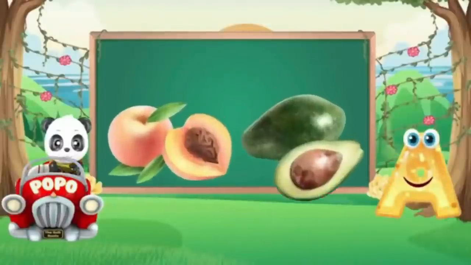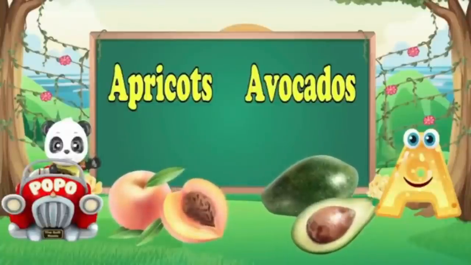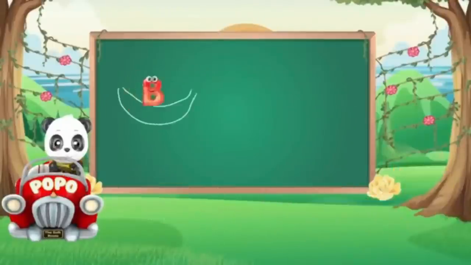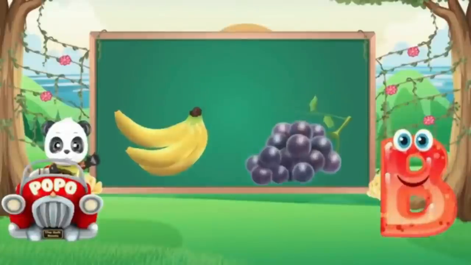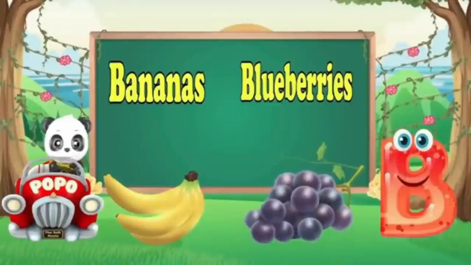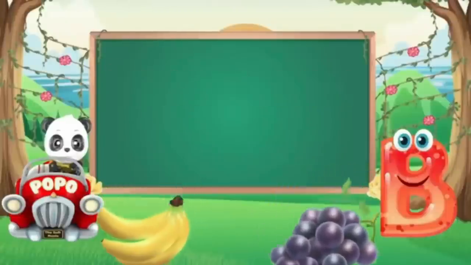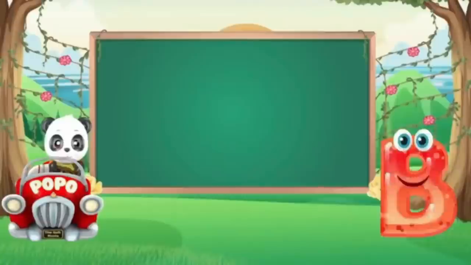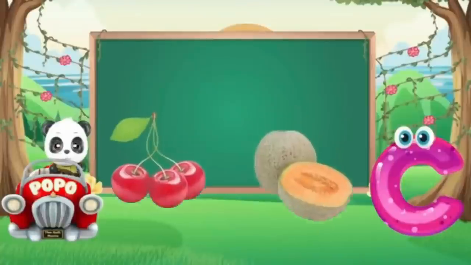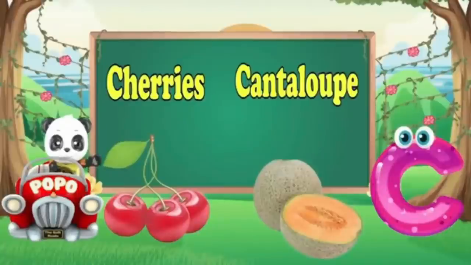A is for apricots. Apricots. A is for avocados. Avocados. B is for blueberries. Blueberries. B is for bananas. Bananas. C is for cherries. Cherries. C is for cantaloupe. Cantaloupe.